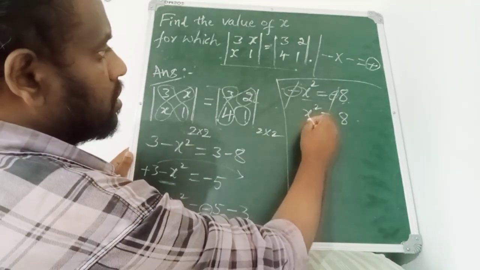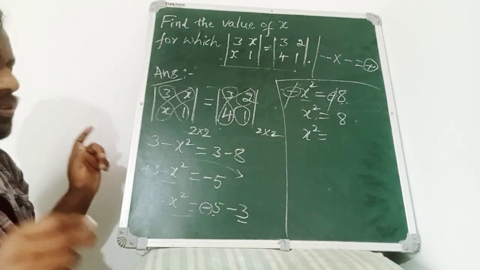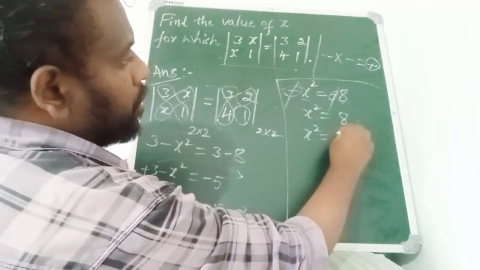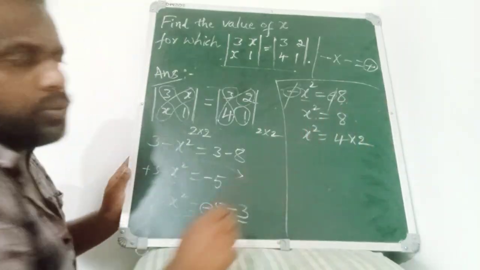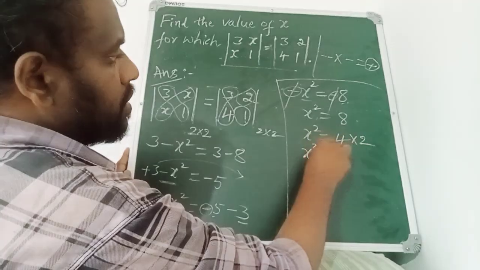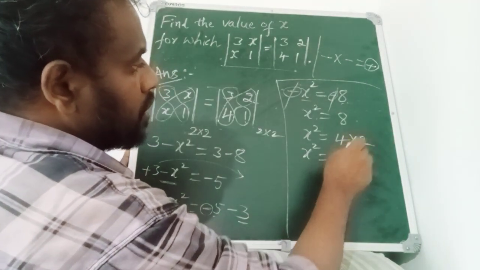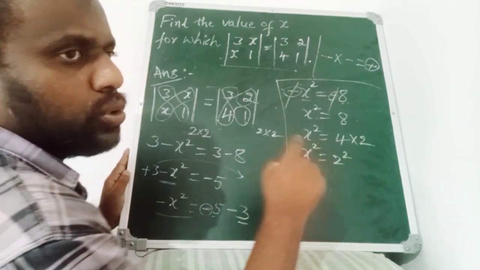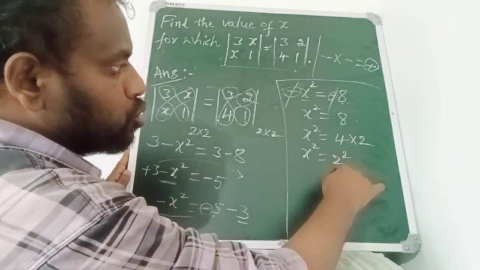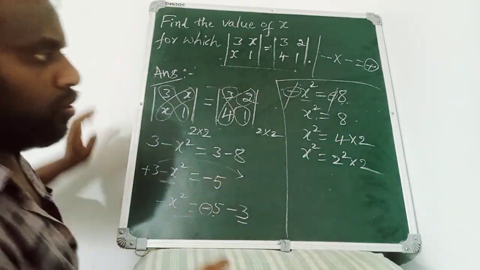Okay. So next, x square is equal to, I will write as it is. This 8 can be written as 4 into 2, right? Because 4 twos are 8. So next step, x square is equal to, see, this 4 can be written as 2 square, because 2 square means 2 into 2, and 2 into 2 is 4. So this 4 can be written as 2 square, into 2.